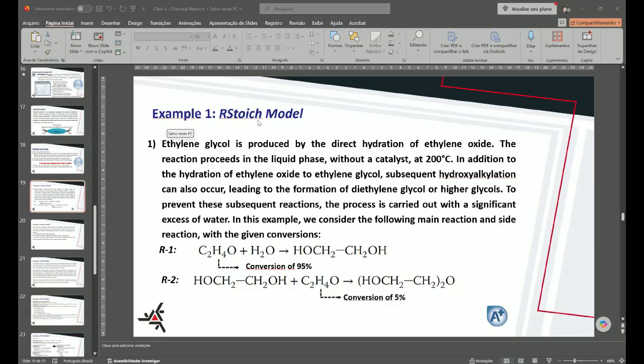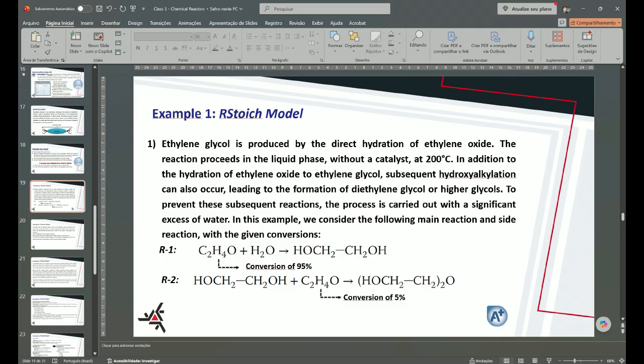In example 1, we are going to execute the simulation of the stoichiometric model, okay, for a conversion reactor. In this example, let's first understand what we are going to simulate, and next we go to Aspen to prepare the simulation, okay? So ethylene glycol is produced by the direct hydration of ethylene oxide, which is this first reaction here, and the reaction proceeds in the liquid phase without a catalyst at 200 Celsius degree.